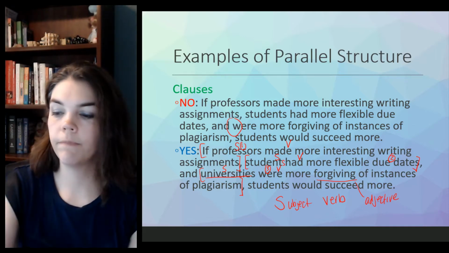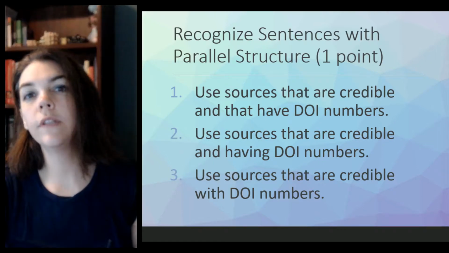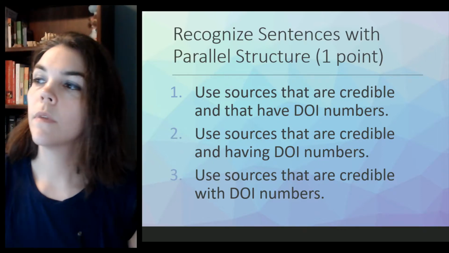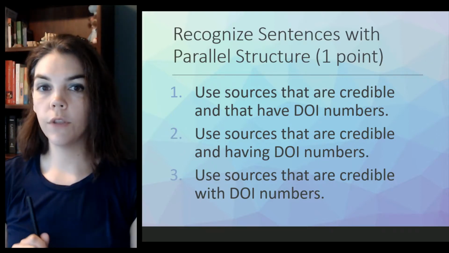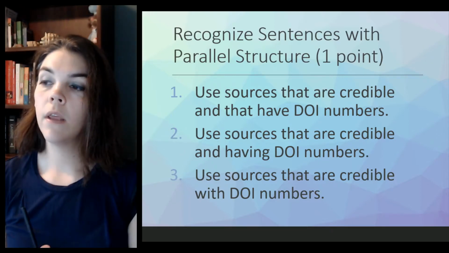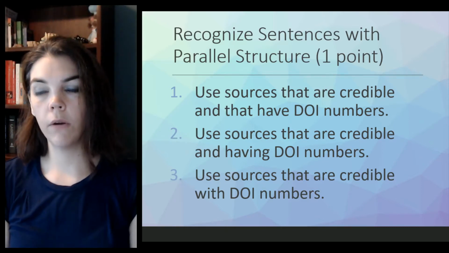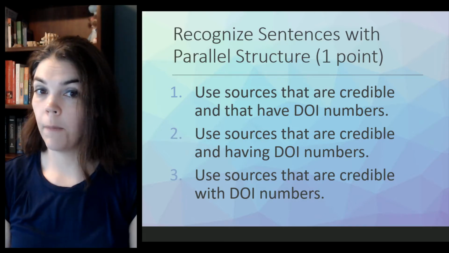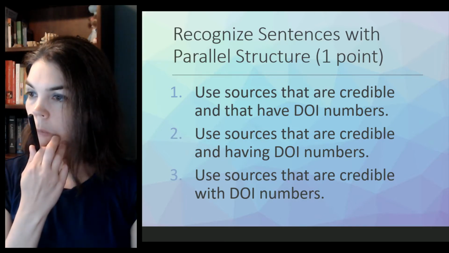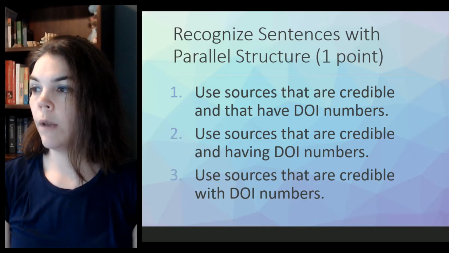Just for fun. All right, so now let's get down to it and see how well you understand this. So here are 3 sentences. I want you to think, you can pause the video if you want, and think about which one has correct parallel structure. All right, so you've read them. So which one is it? Use sources that are credible and that have DOI numbers.